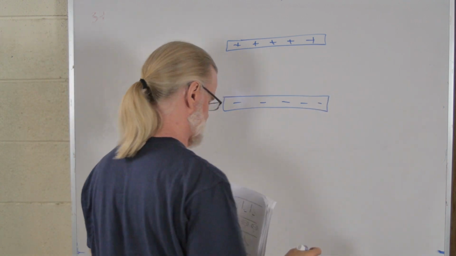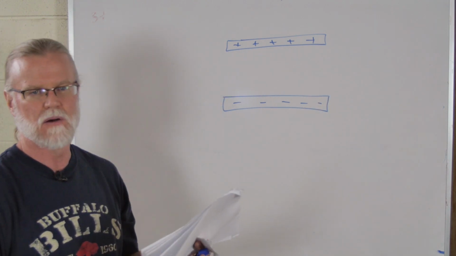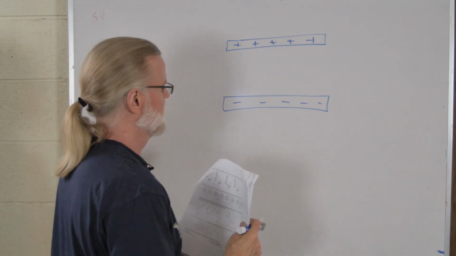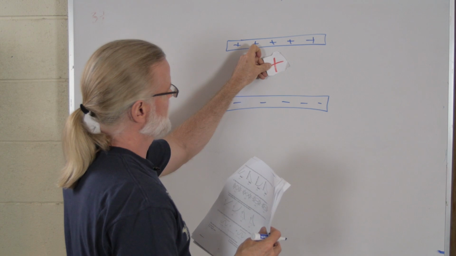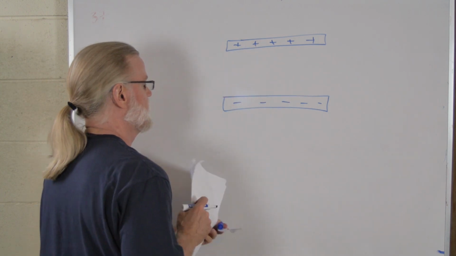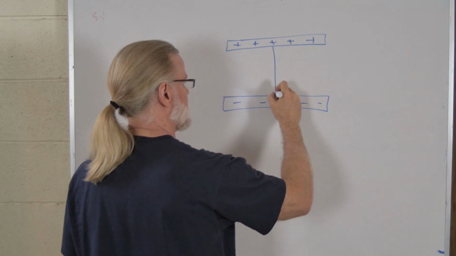Let's go evenly charged here. The nice thing about parallel plates is the electric field is constant in between them. Let's see, which way is the field? It's going to be repelled from the plus, attracted to the minus. So the field between these parallel plates will look like this.